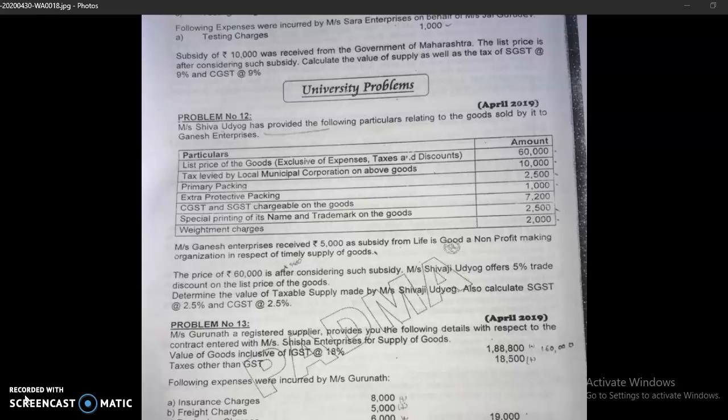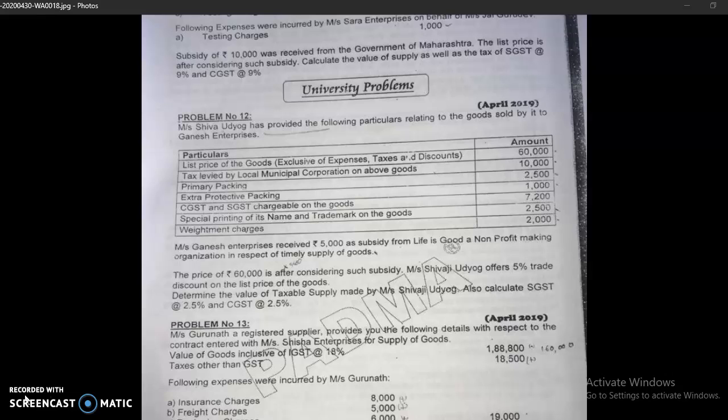Apart from this, any other expenditure like packing expenditure, primary expenditure, freight charges, etc. If these expenses are borne by the receiver of the goods, then it is also added into the value of supply. So this is the first rule.